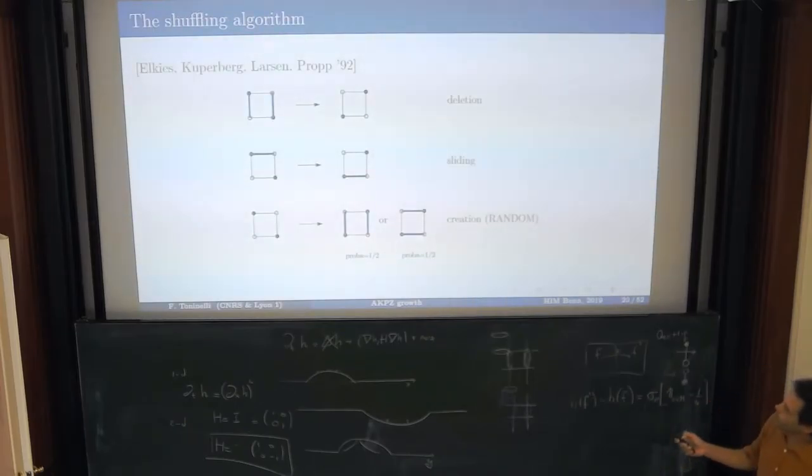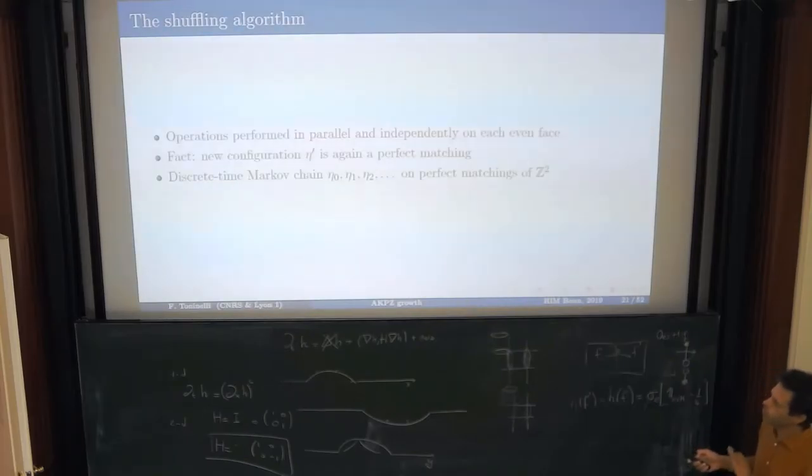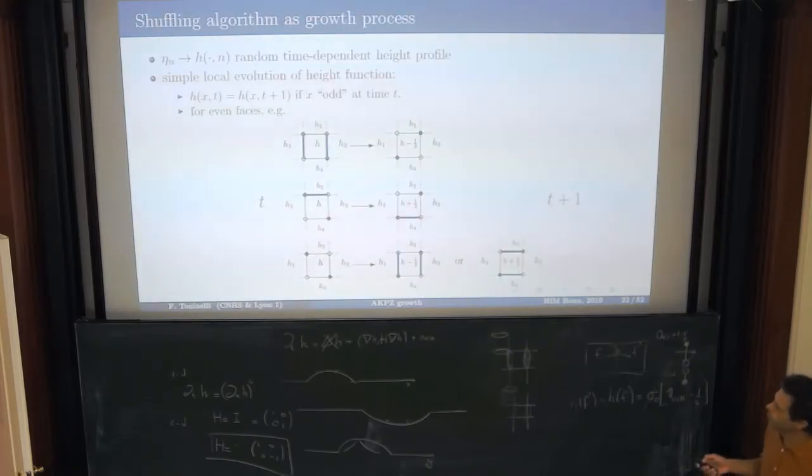The original motivation of these people was that this dynamics, for a certain initial condition, at step n generates exactly a uniform measure on perfect matchings of a certain domain, an n by n domain, which is called the Aztec diamond. So it's a way of perfectly sampling a certain distribution. It has trivial features, but we don't want to look at it from this point of view. We want rather to look at it as a growth process.